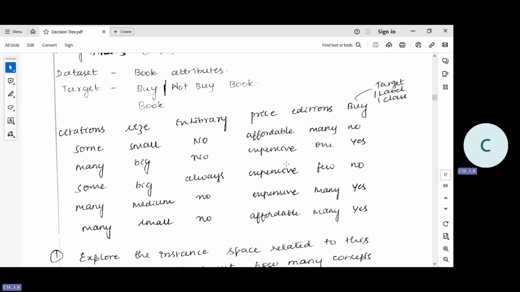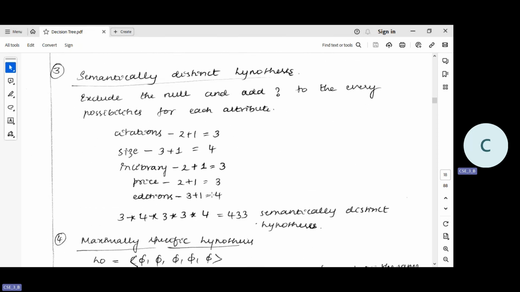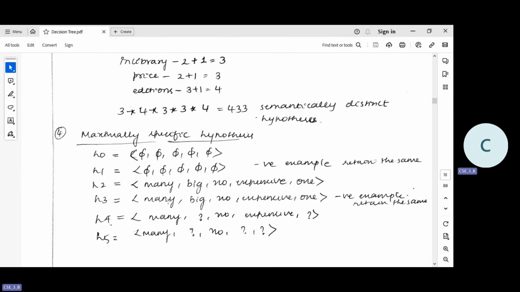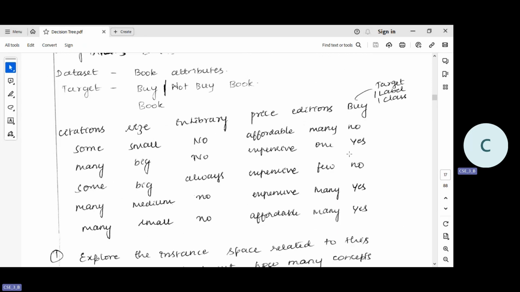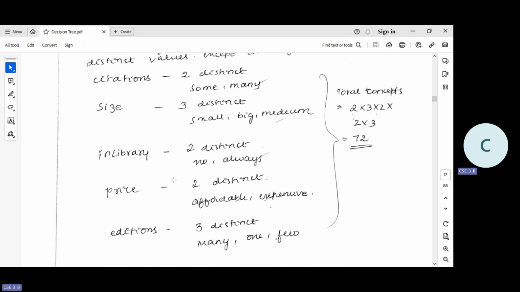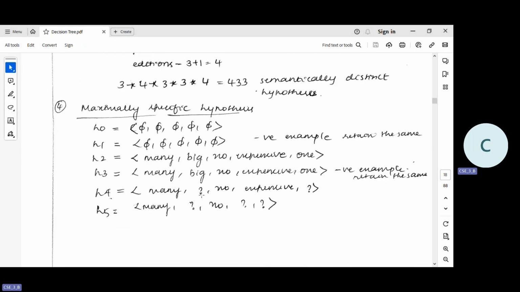If the outcome is negative, the FIND-S algorithm is going to neglect this. We are not going to alter anything, so we are retaining it as it is. Next we encounter the positive example. We can observe here the outcome is yes. Then we are replacing all the 5 symbols with the attribute values we observed here. That is many, big, no, expensive, one. The same we are going to write here: many, big, no, expensive, one.